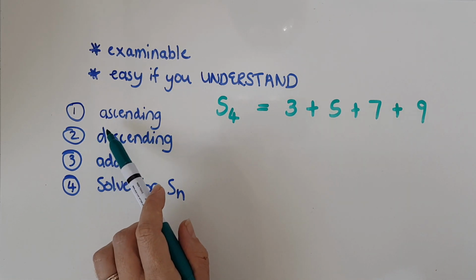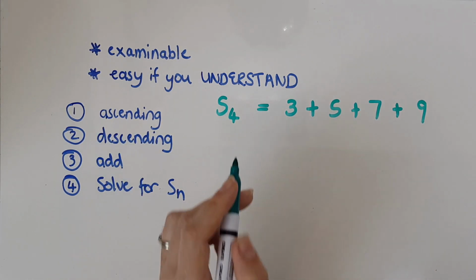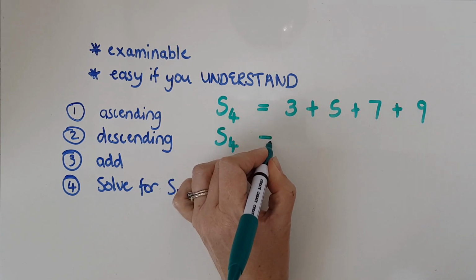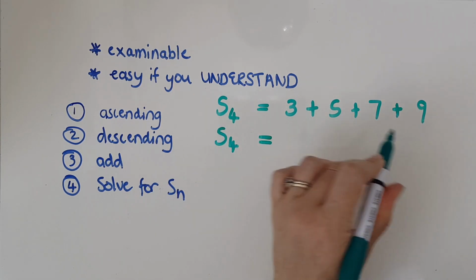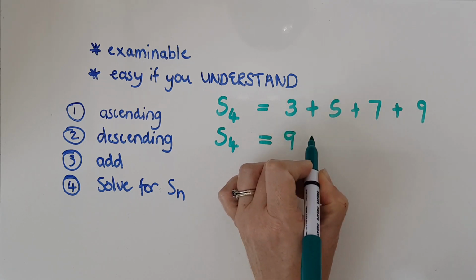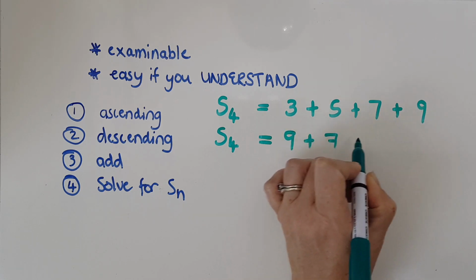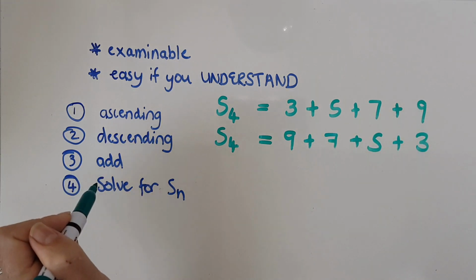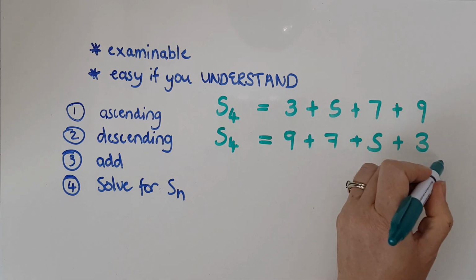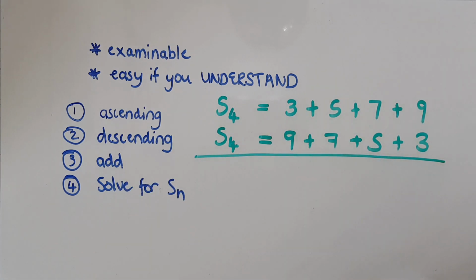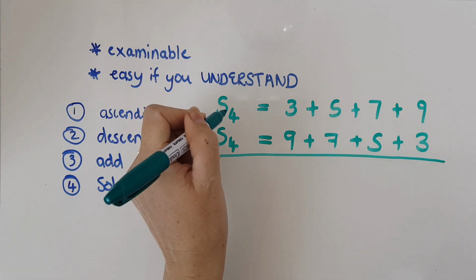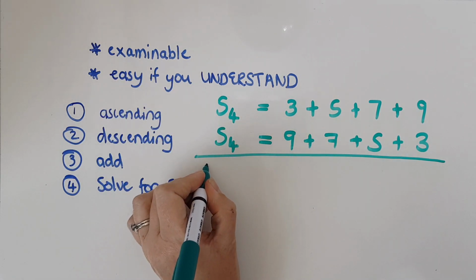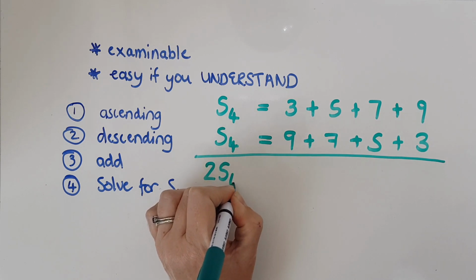My first step was to do it in ascending order. My second step is to do exactly the same thing. I'm going to write this little equation again, but this time I'm going to write it the other way around, so in descending order. Okay. My next step is to add them. So I'm going to draw a line underneath and add them like we used to do in primary school. And if I have sum to 4 plus another sum to 4, I've obviously got 2 sums to 4 terms.